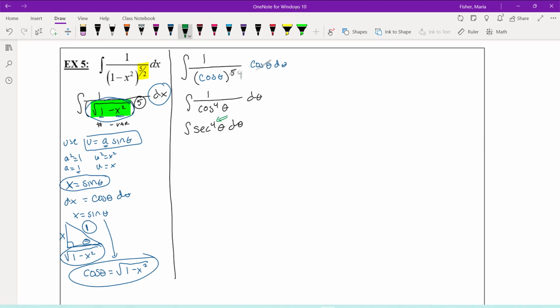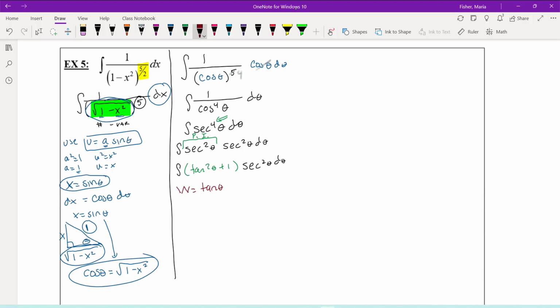Well, when secant is raised to an even positive power, remember we save a secant squared for our du, and then we convert the rest of these with our Pythagorean identity into tangents. Secant squared becomes tangent squared theta plus 1. Then what we need to do is make a substitution. Since we're already using the letter u, let's go ahead and use a different letter. We're going to use the letter w. We're going to let w equal the tangent of theta.